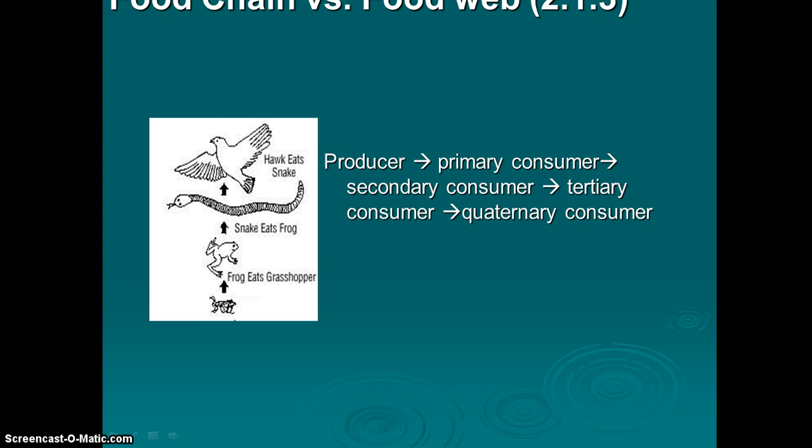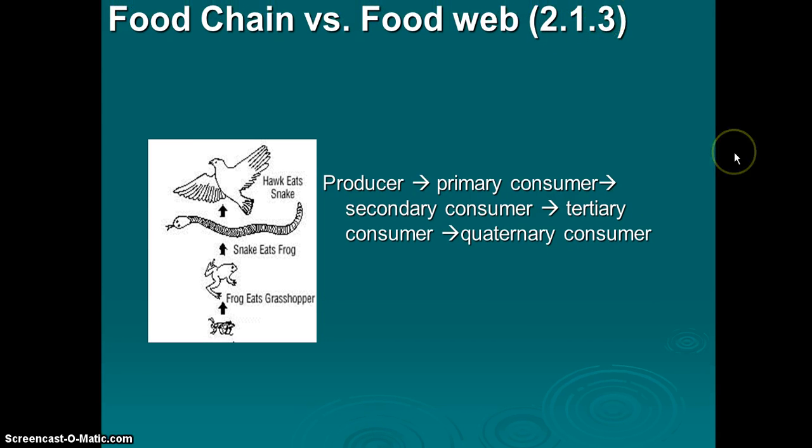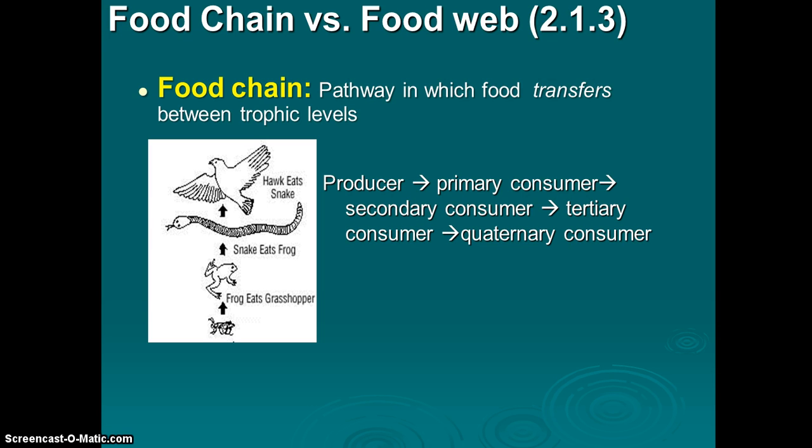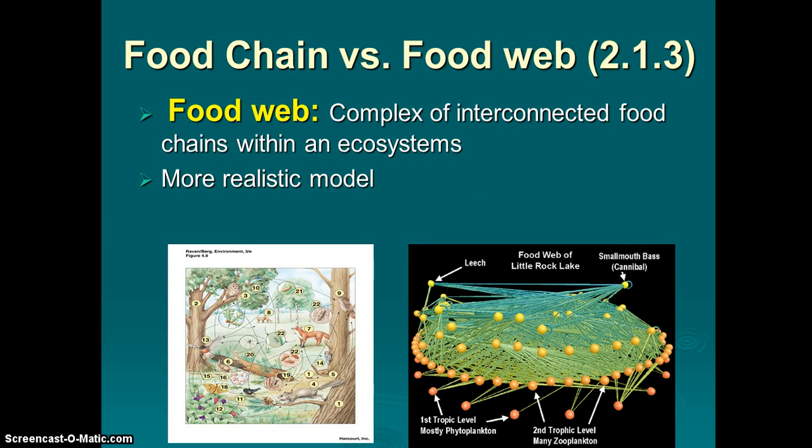Okay, and if we were to compare food chains and food webs, how would they be different? Well, a food chain is the pathway in which food transfers between trophic levels. So when the grasshopper is eaten by the frog, the food or matter within the grasshopper gets transferred into the frog. That's all it's saying. And there's just one simple pathway. Compared to a food web, which is more complex and interconnected.